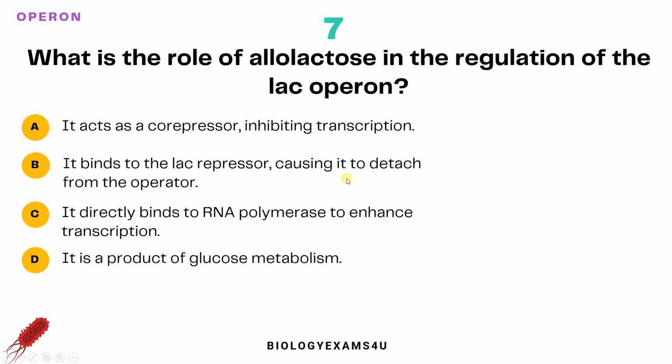Option A, it acts as a co-repressor inhibiting transcription. Option B, it binds to the LAC repressor causing it to detach from the operator. Option C, it directly binds to RNA polymerase to enhance transcription. Option D, it's a product of glucose metabolism.